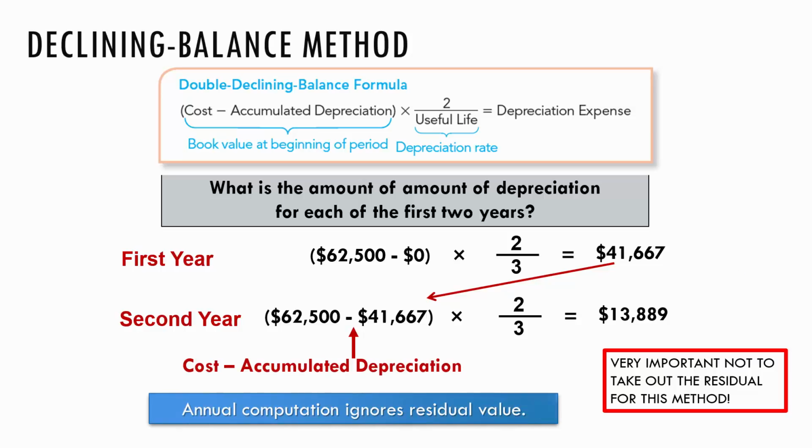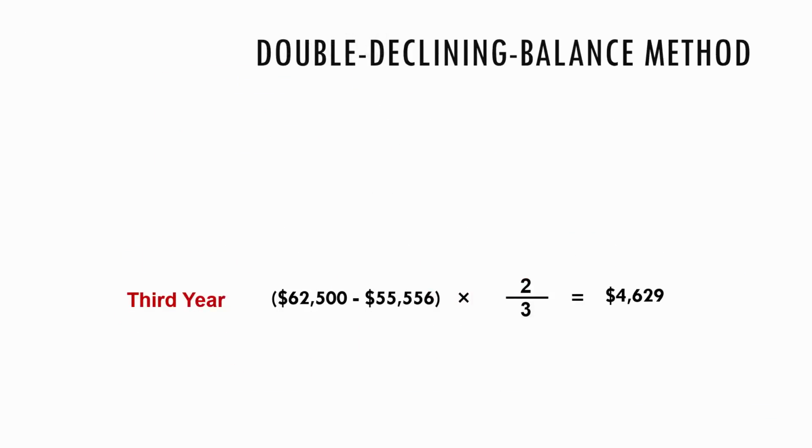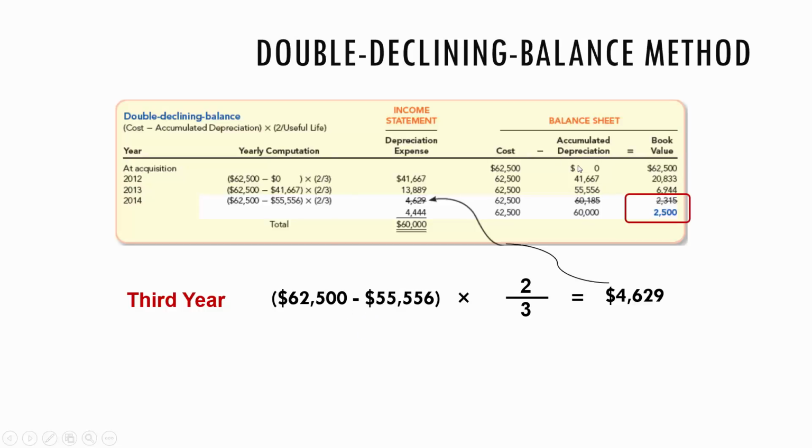Then, residual value is not in the calculation. On the third year, then, our standard way of doing it would be to take the accumulated depreciation, which is up to date after the end of the second year, is 41,667 plus 13,889, or 55,556. This times 2/3 gets us 4,629. Again, there's rounding issues, so when you actually calculate it and you have it in your calculator, your number may be different from this by a little bit.